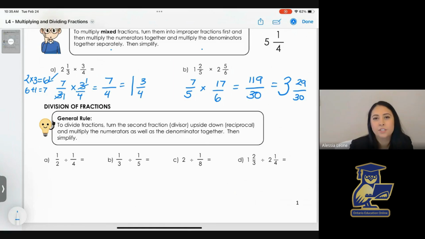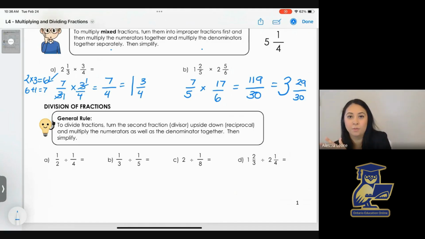So division, it sounds scary, but it's actually easier. So in a division, you keep the first fraction, and then you flip the second fraction, and then you multiply. So we know our multiplication rule already. So you keep the first fraction, flip the second fraction, and then multiply.